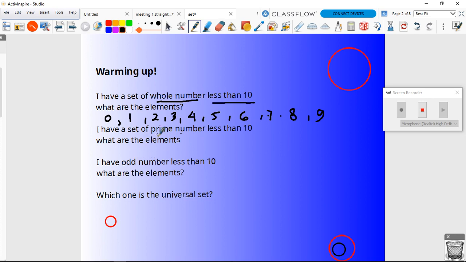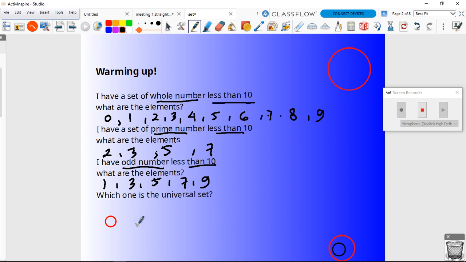The second set I have is prime numbers less than 10. So what are the elements? Start from 2 and then 3 and then 5 and then 7. That's it. Okay, then for the next one, for odd numbers less than 10, they will start from 1, 3, 5, 7, 9. Yeah, I think all of us can do until this part.